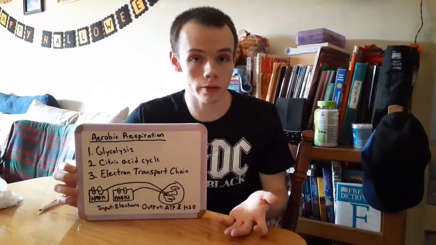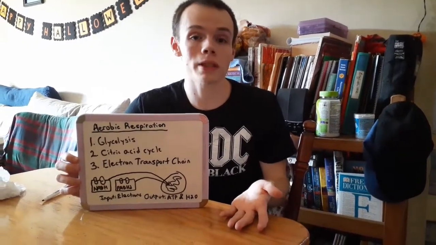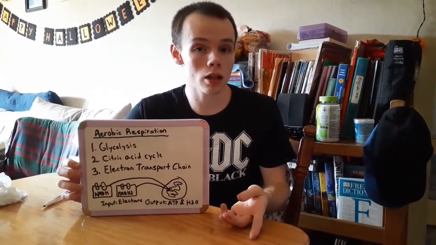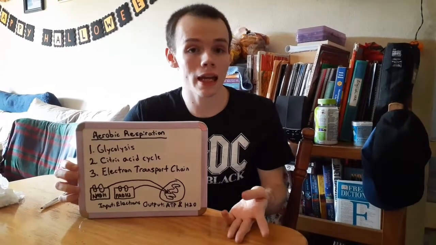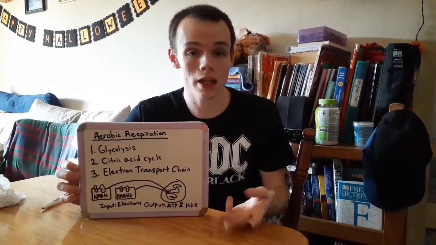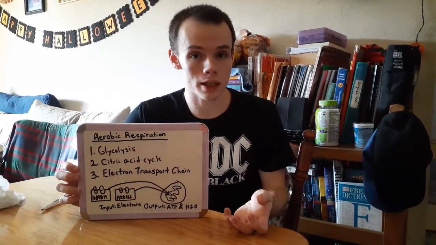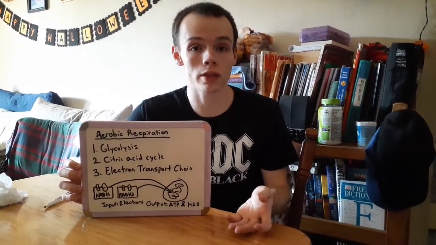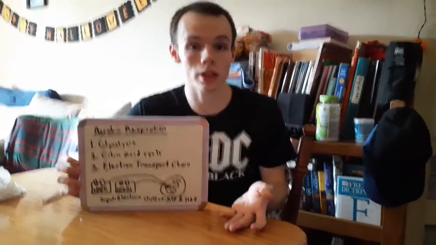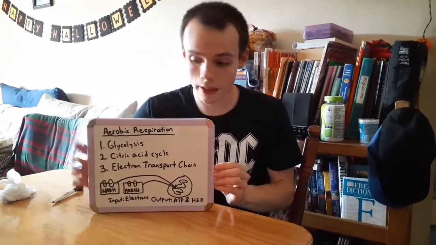Hi everyone. Today we're going to be talking about aerobic respiration, specifically the third part of aerobic respiration, the electron transport chain. Aerobic respiration can be divided into three segments: glycolysis, the citric acid cycle, and oxidative phosphorylation. The first part takes place in the cytoplasm, the second part takes place in the matrix of the mitochondria of the cell, and the third part, the part that we're going to be focusing on today, takes place in the mitochondrial membrane of the mitochondria.